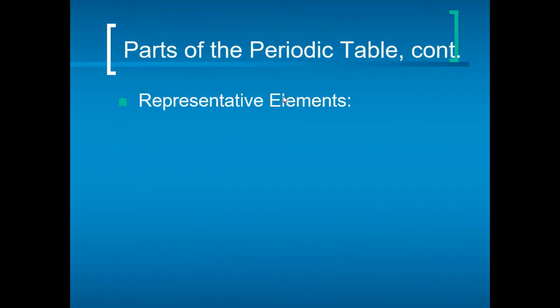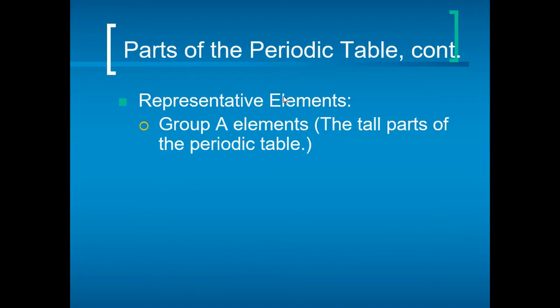Okay, again, some more vocabulary to remember. Representative elements are the group A elements, the tall parts of the periodic table, the S's and the P's on the periodic table. We call those the representative elements or the group A elements. Those are the elements that behave in a predictable fashion. Your D's and F's are called your group B elements. Representative elements are group A, main group elements.